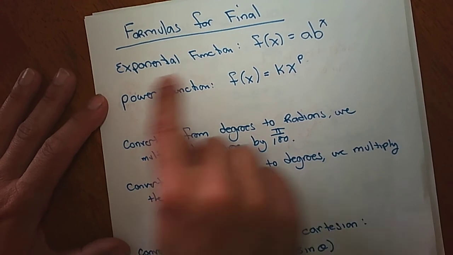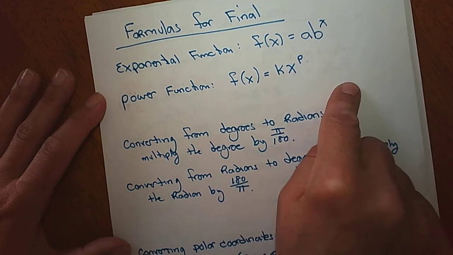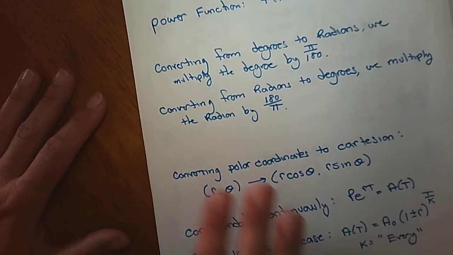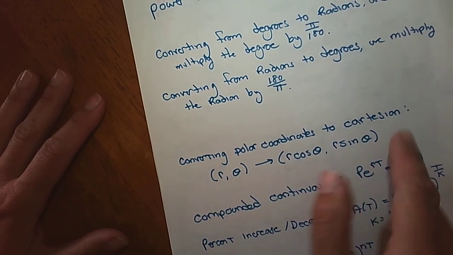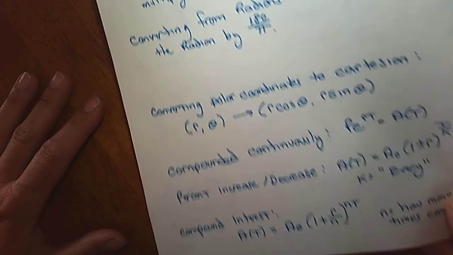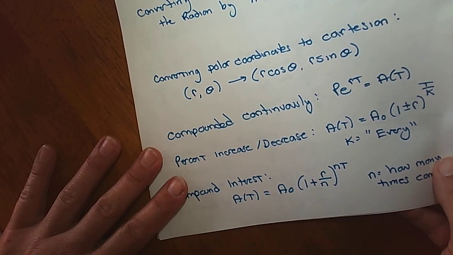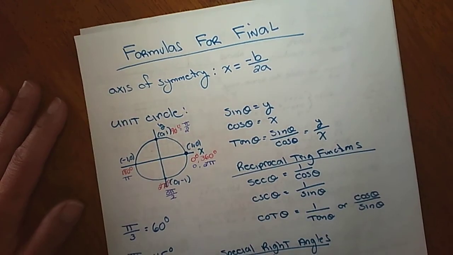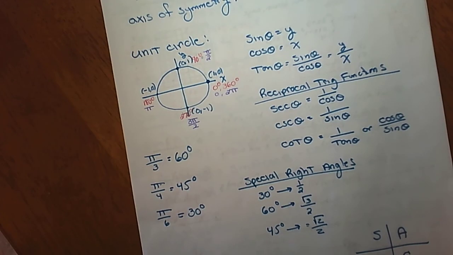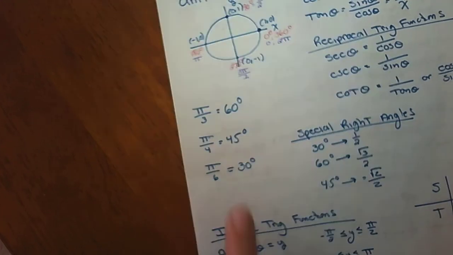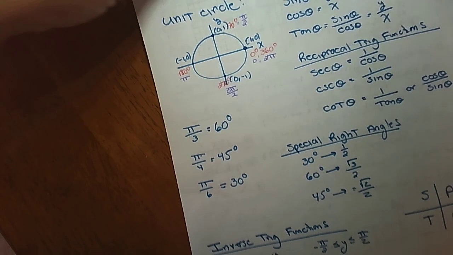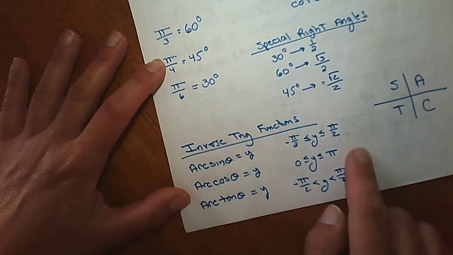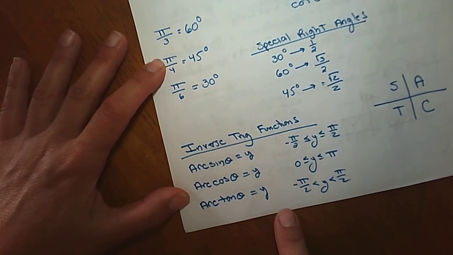So let's look at this sheet again. Exponential function, power function, converting from polar to Cartesian, and then the interest ones, right? Then we also had all the trig stuff, axis of symmetry, the unit circle, pi over 3 is 60, right? You should have written these down while we were going through the other review packets. Inverse trig and the restrictions.